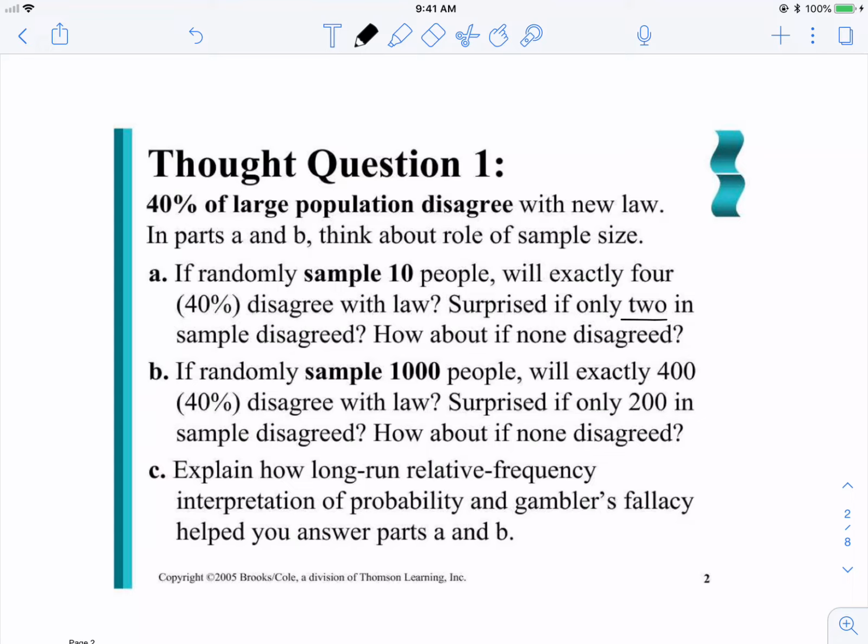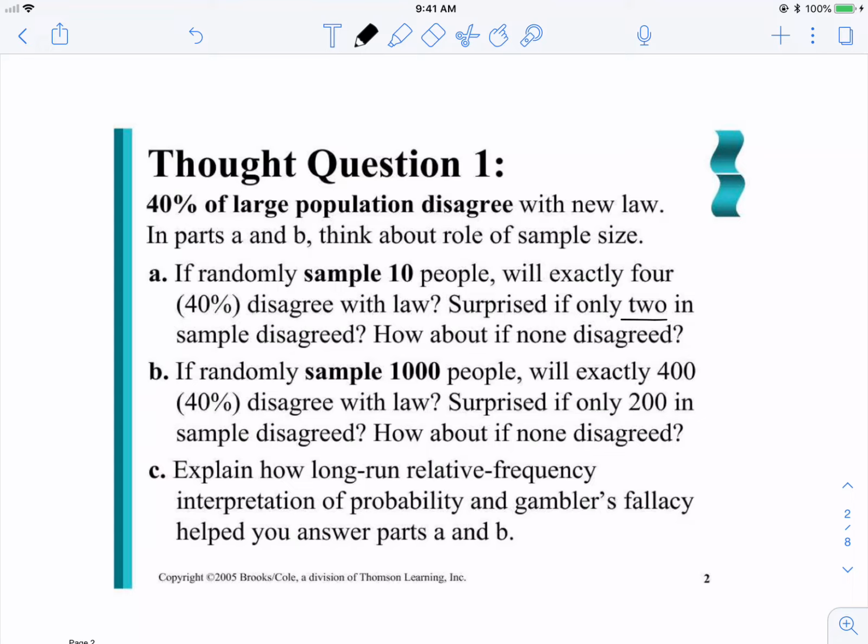We're talking about odds like winning the lottery, that sort of thing. So it theoretically could happen, but it would be nearly impossible for something that far away from what we would expect to have occurred. So when we look ahead at letter C, explain how the long-run relative frequency interpretation of probability and Gambler's fallacy help you answer these questions.